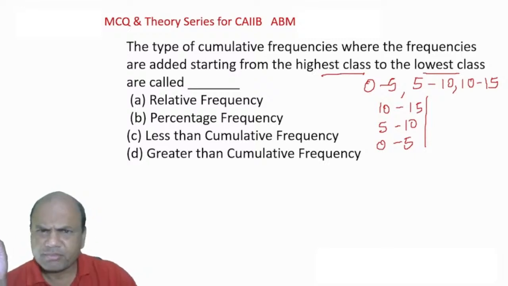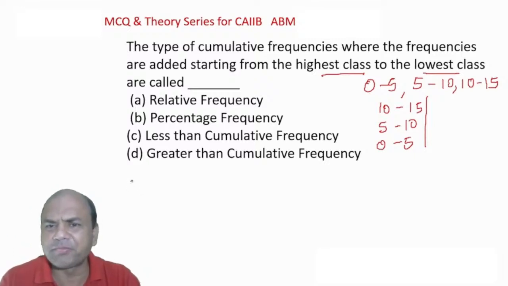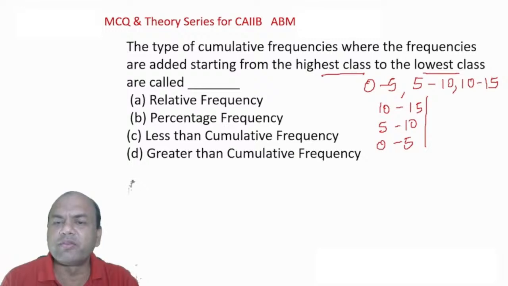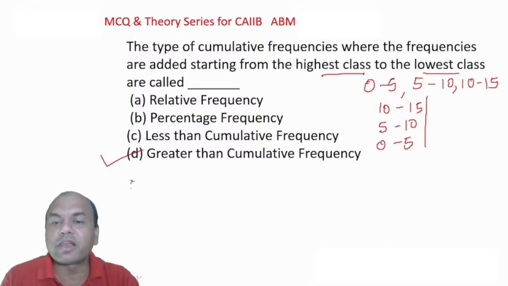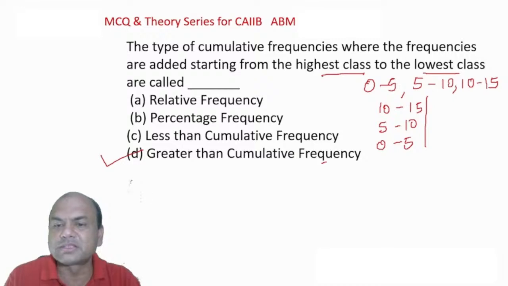Name itself. Naam hi kafi hai. What is the name? Where is it starting from? It is starting from the highest one. So that's why greater than, isn't it? Naam hi kafi hai. That's what. If you are arranging it in this way, see, this is greater than.